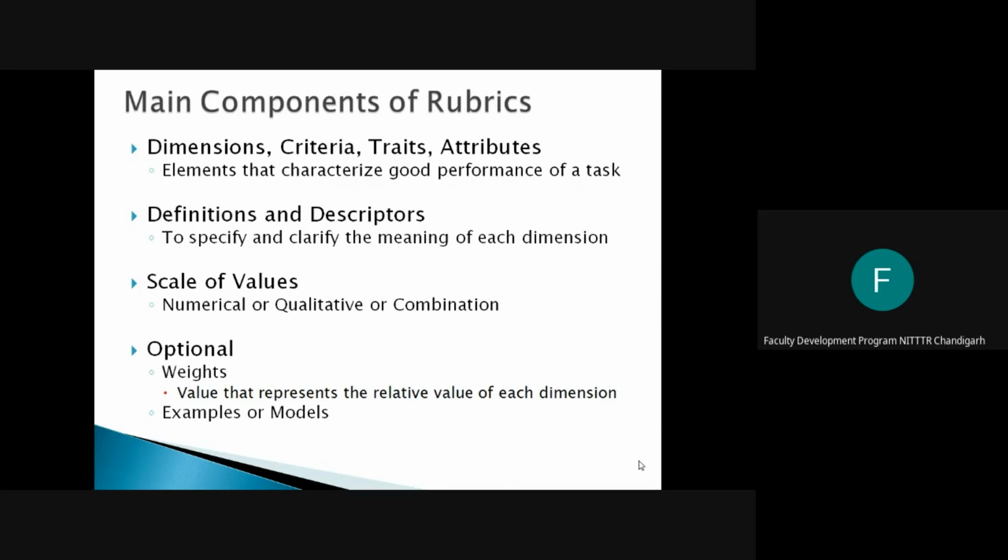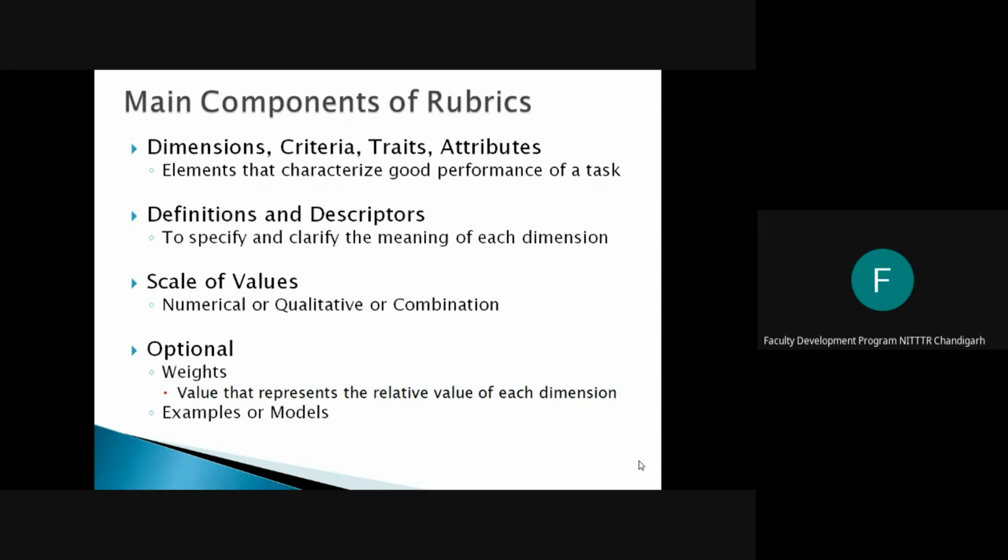One, I call it dimension. You can also call it a criteria, because some time back I told you that a rubric uses certain criteria. So we can also call it trait, attribute. But let us stick to one term. I say dimension, or even criteria. So this is one component. What is the criteria on which you want to assess the student?